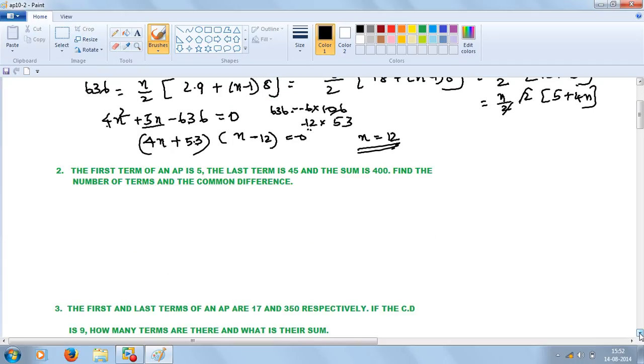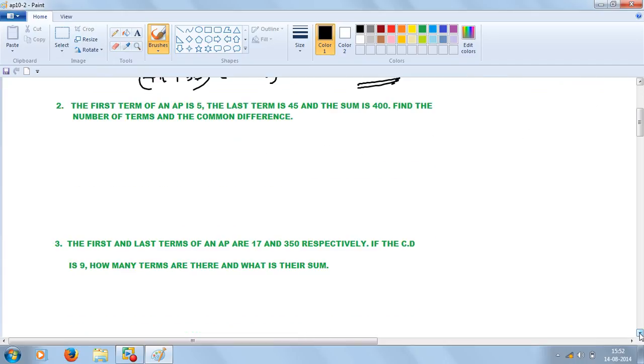So next problem we'll try. The first term of an AP is 5. So note this, a is equal to 5. The last term is 45, l is 45. And the sum Sn is equal to 400. Find the number of terms and the common difference.